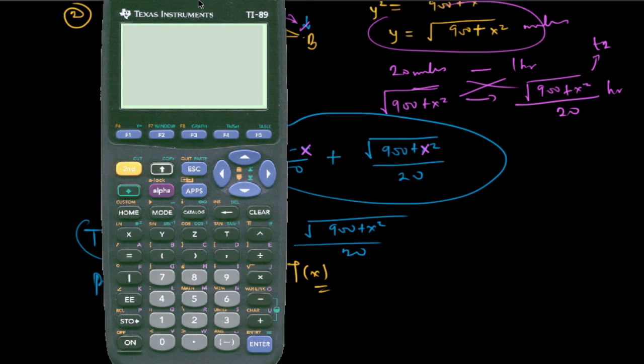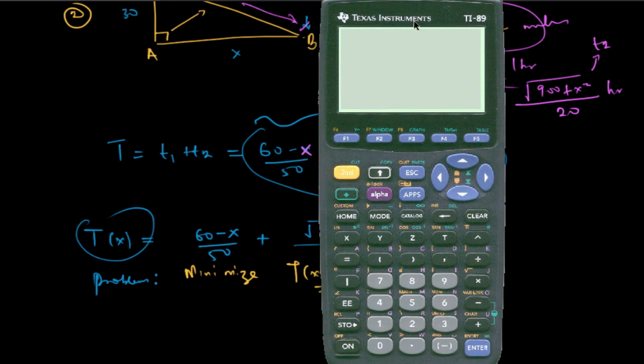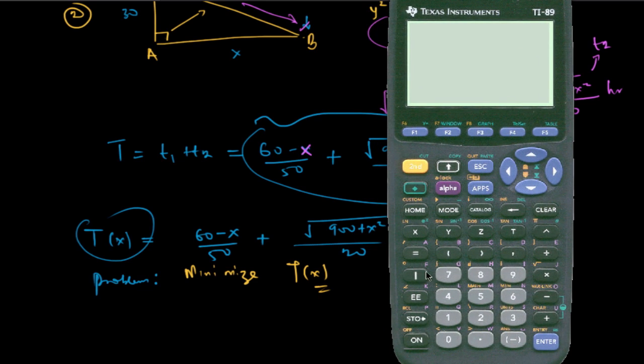So what we have here is, let's just pull this to this side. It behaves a little funny sometimes. Okay, so we have 60 minus x divided by 50. So let's punch our calculator. So we go to y equals, that's the y editor. So we're in our y editor. Let's punch enter. So the first one we have here is 60 minus x divided by 50.